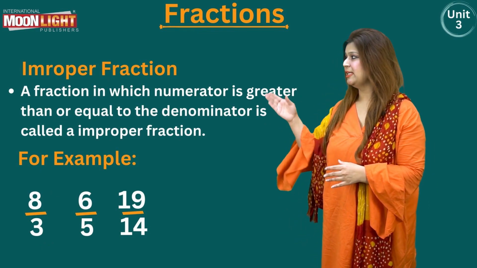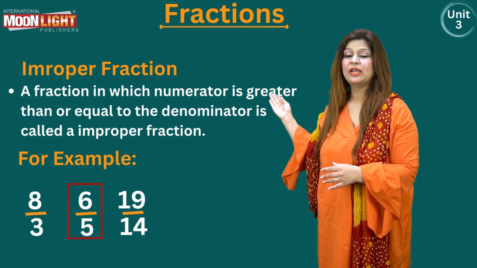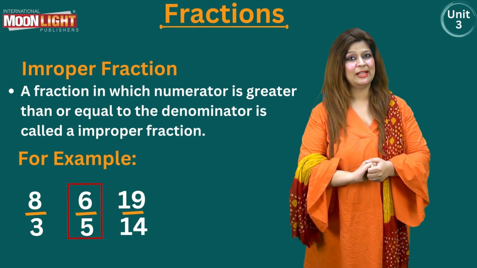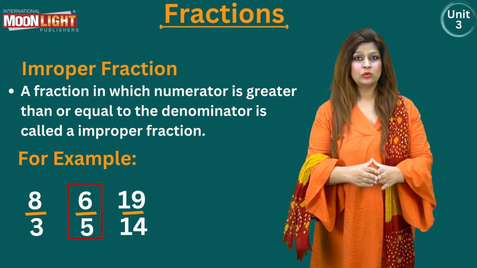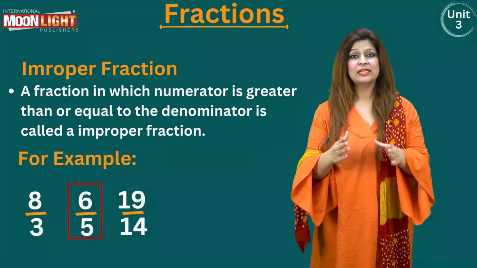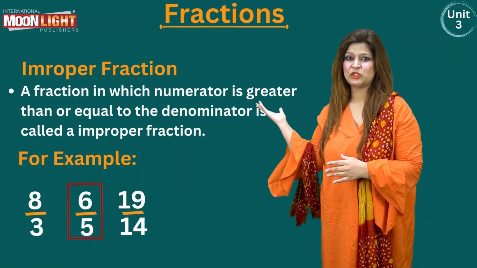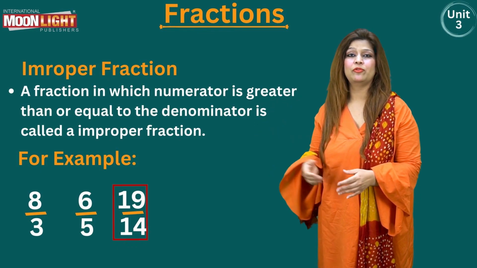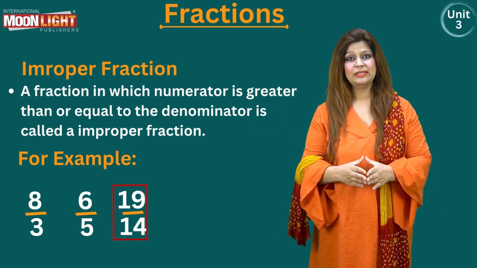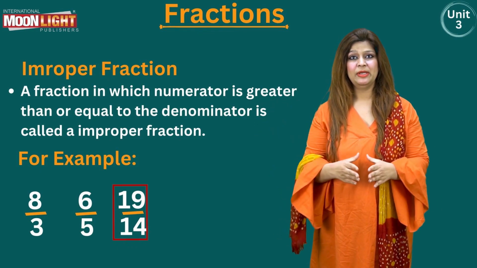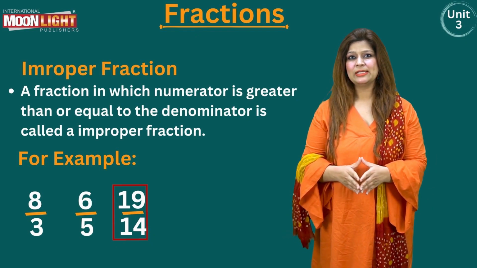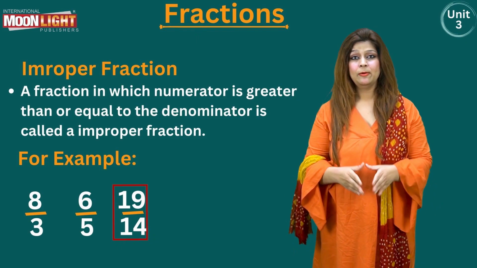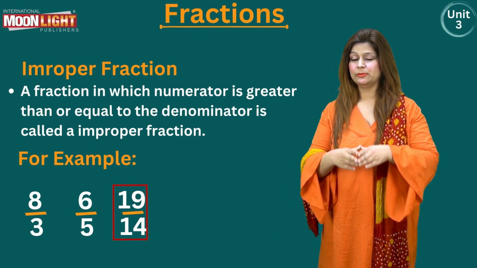Now my dear students, the next example, 6 by 5. Here you can check that the number 6 is greater than the number 5. So this means that this is an improper fraction. Now please check the next example, that is 19 by 4. Here also the numerator is greater than the denominator, or in other words, the denominator is less than the numerator.